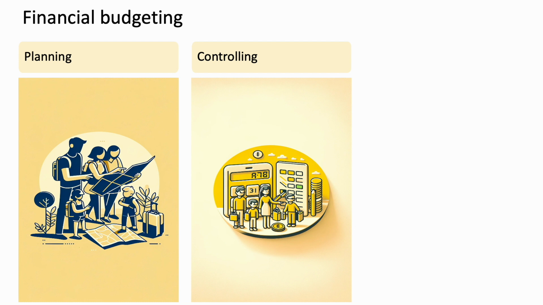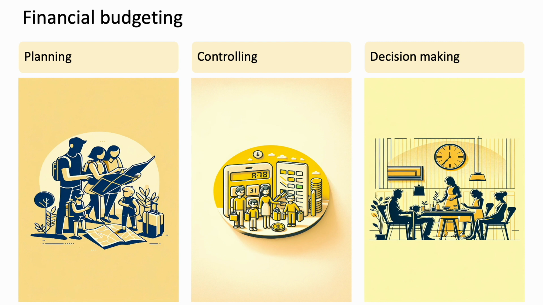3. Decision-making. While on your trip, if you realize you've saved money on transportation, you might decide to treat your family to a nice meal. Businesses make decisions too. If they see they're spending less in one area, underspending, they decide what to do with that extra money. It's like deciding to invest in something new or save it for later.